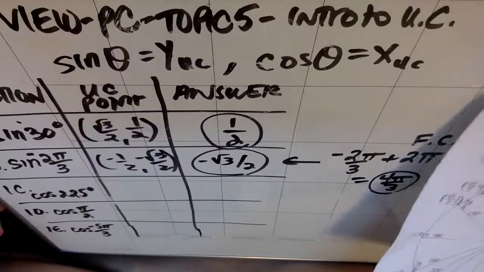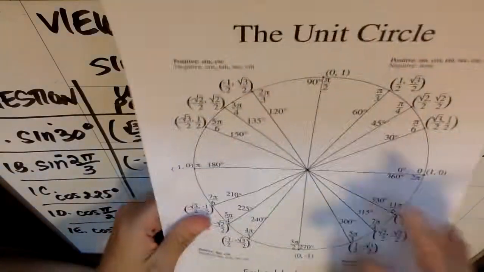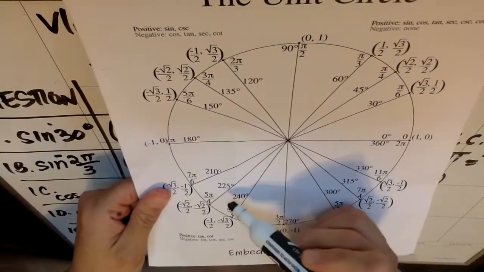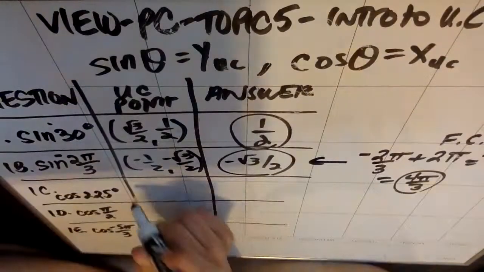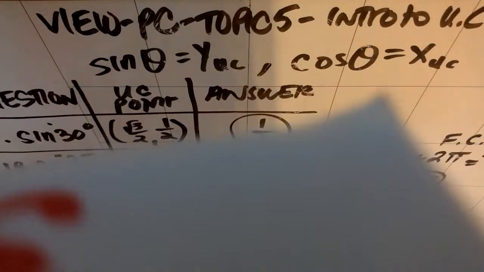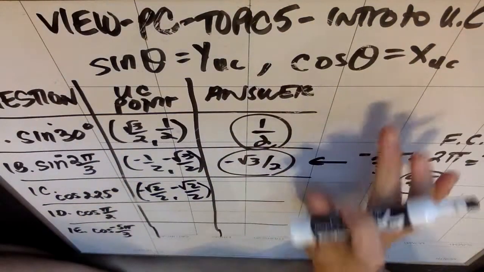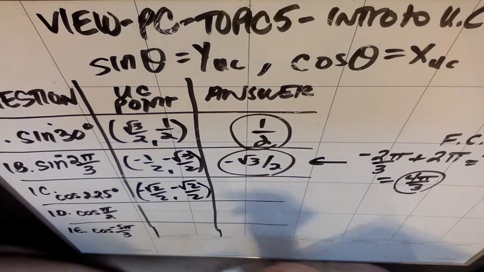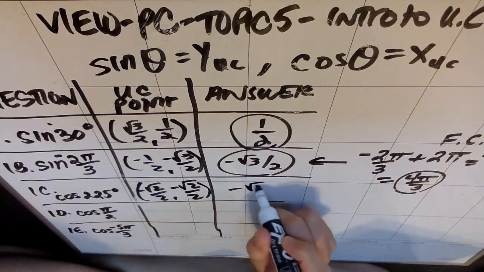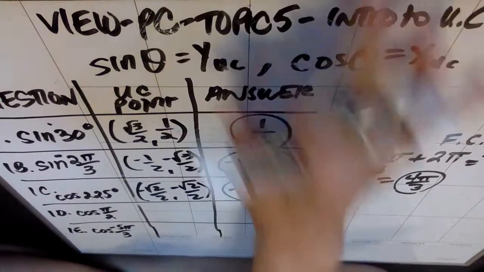Up next, we have the cosine of 225. So again, I'm going to find 225 on the circle, and it does appear on the circle. It's right here. I'm going to notice that that point is negative root 2 over 2, comma, negative root 2 over 2. And I know that the cosine is the x-coordinate, not that it would really matter in this case because they're the same. So I use the x-coordinate, which is negative root 2 over 2.